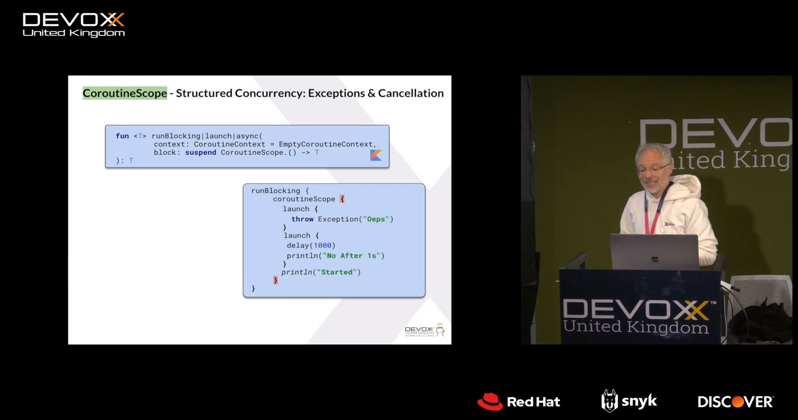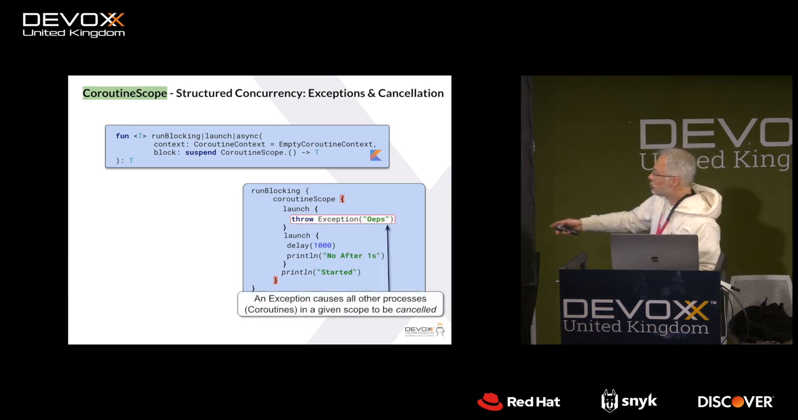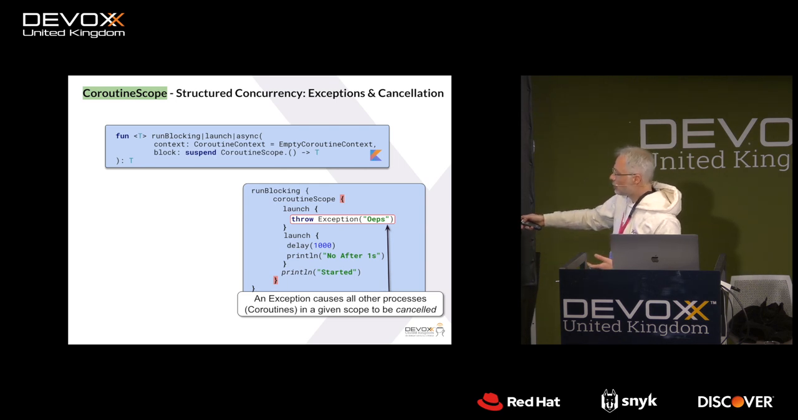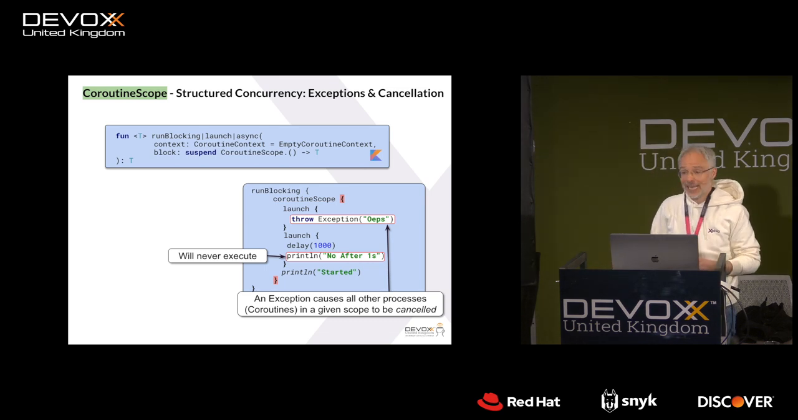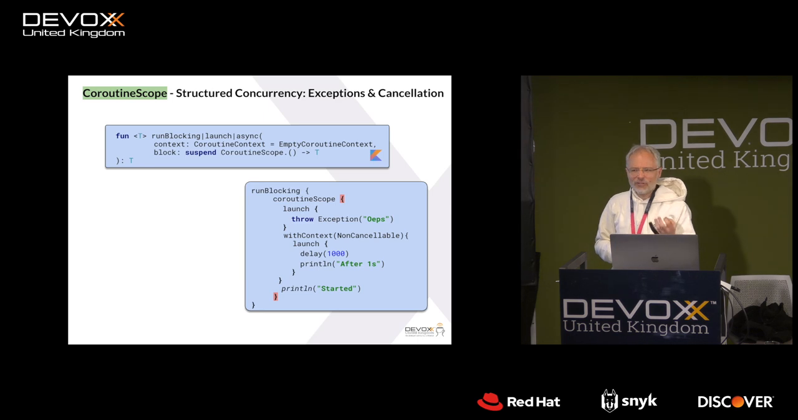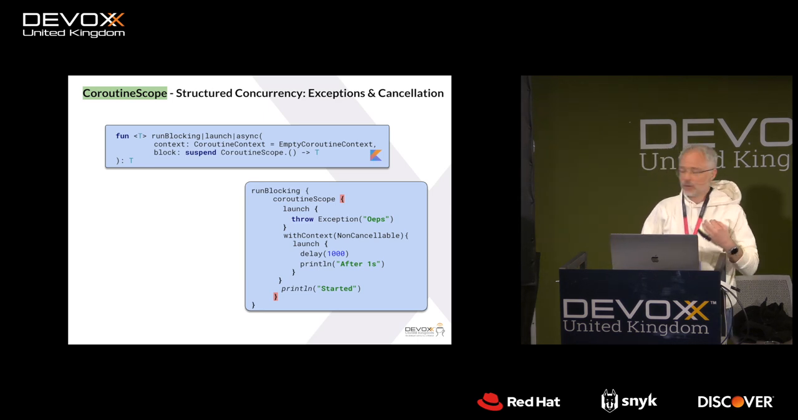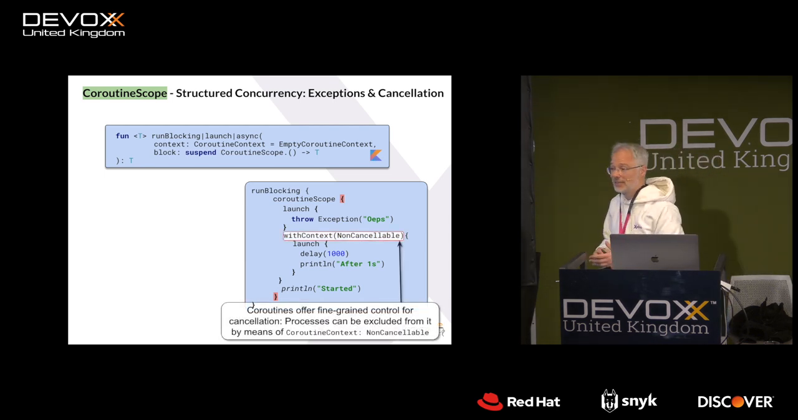What's also quite nice to see is that cancellation and exceptions work nicely together. So if I launch two processes here and I throw an exception here, then all the processes within this particular scope would be canceled. This is the default behavior. What's very nice about structured concurrency in Kotlin is that you have very fine-grained control over what you want to accomplish once such a situation occurs. For instance, I could say, okay, this particular block I want to exclude from cancellation. And also there, the nesting is, in that sense, infinite.